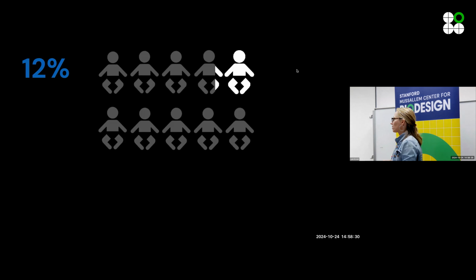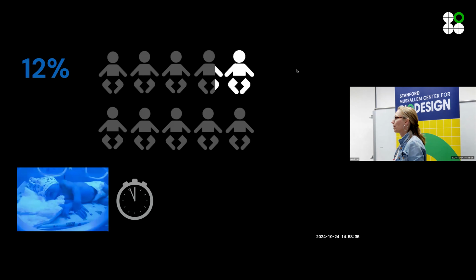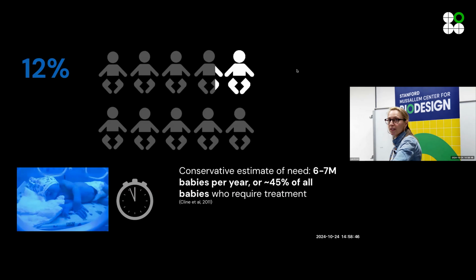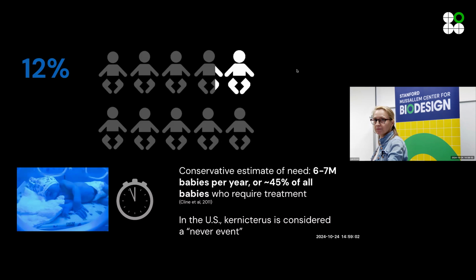And this is just because with babies, their livers are getting going. But the thing to know is that it's very time sensitive. And actually, hyperbilirubinemia, severe jaundice, is the number one reason why babies are readmitted. It often appears a few days after birth, but it's the number one reason why babies are readmitted globally. A conservative estimate when we were getting started on this project, around 2009, 2010, was that about 6 to 7 million babies per year were not getting effective phototherapy treatment. And that's about 45% of all babies globally.